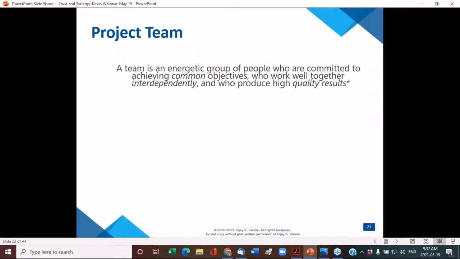And this is the project team. You know, this definition: an energetic group of people who are committed to achieving common objectives and who work interdependently. So the three main words that I like to emphasize in the team are that the objectives they have are common. They work interdependently, that my output is dependent upon what your output is. And we are all committed to produce high quality results.